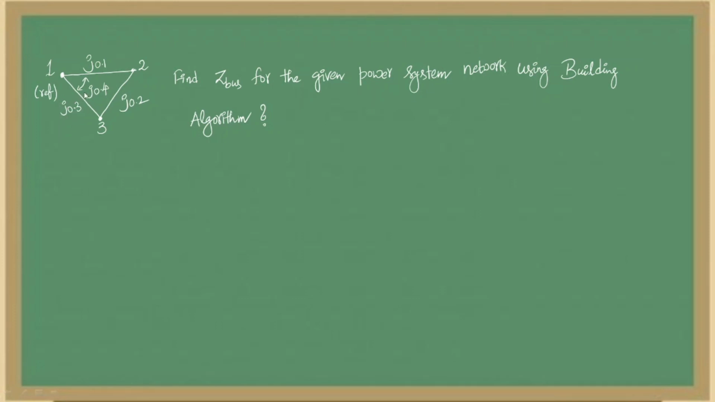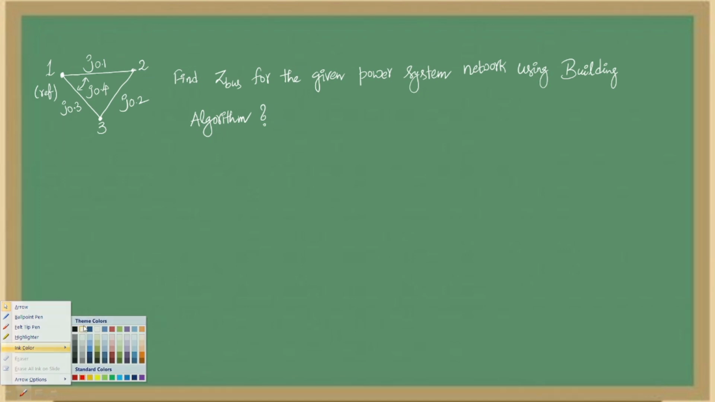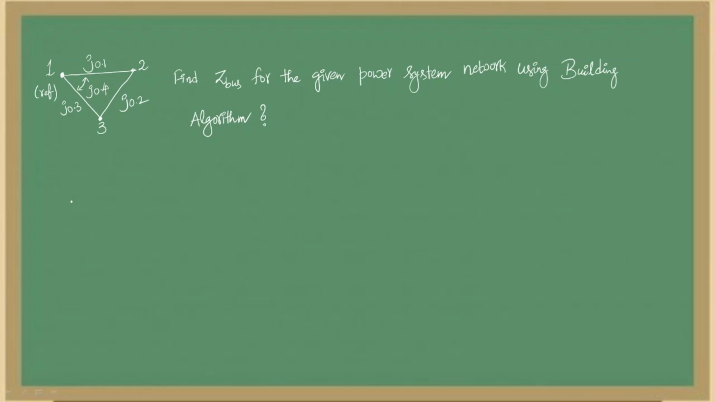And you also have a mutual impedance between this element which is connected in between 1 and 3 and the element which is connected in between 1 and 2. And lastly, the node 1 must be considered as a reference bus. For this power system network, we need to find Z-bus matrix using building algorithm. First of all, in order to obtain the Z-bus matrix using building algorithm, we'll go step by step.